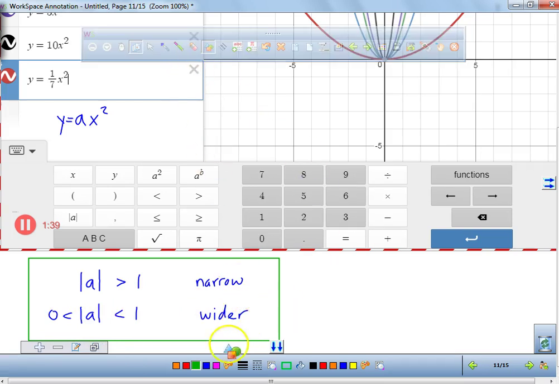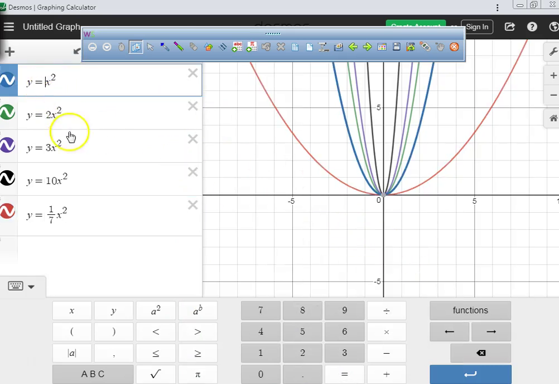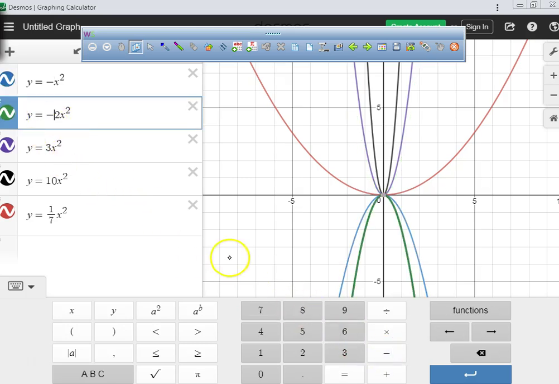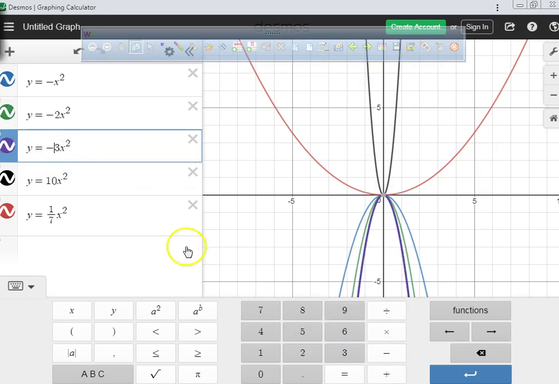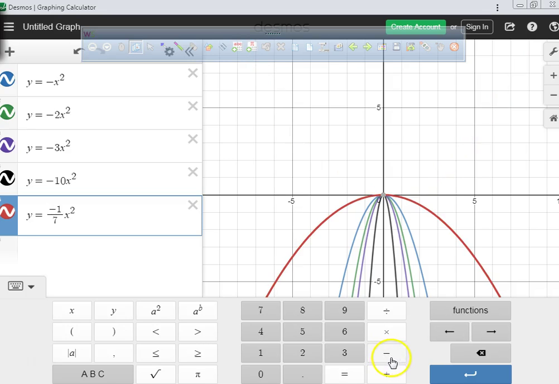All right, the next thing you guys need to know about the a value is what happens when you apply a negative. Now I want you to watch. All I'm going to do is apply a negative in front of each of these, and you can tell me. What happened to every single graph when I started it out with a negative? It went to the opposite side of the x-axis.